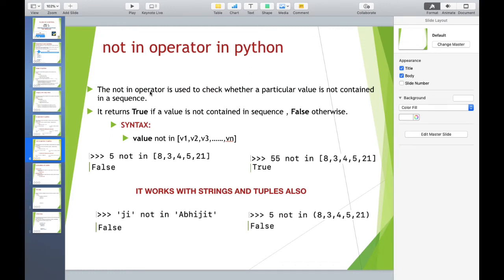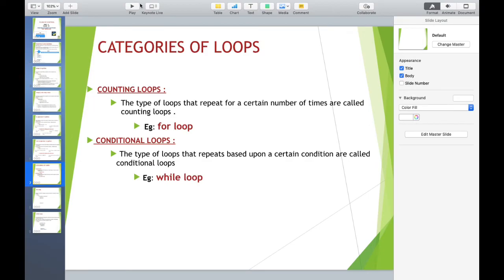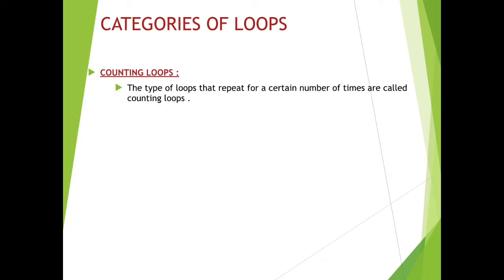Now till now we have learned about three concepts, the concept of range, in and not in. Now we are ready to go for the looping concepts. Before that, let us discuss the categories of loop. There are basically two categories. The first category is the counting loops. What are counting loops? The type of loops that repeat for a certain number of times are called counting loops. For example, for loop is a category of loop which falls under counting loops.